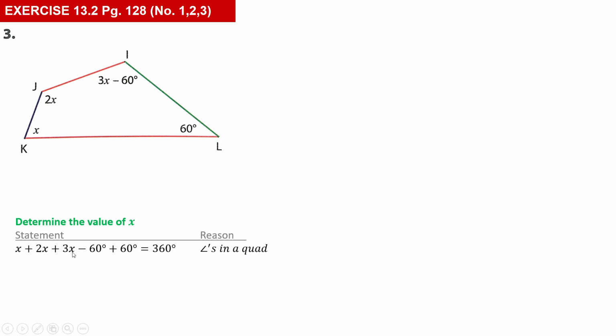From there, I can solve. x plus 2x plus 3x will give me 6x. I've taken the negative 60 over and added it, and I've taken the positive 60 over and subtracted it, which still gives me 360. And then from there, I can find that x is equal to 60 degrees.